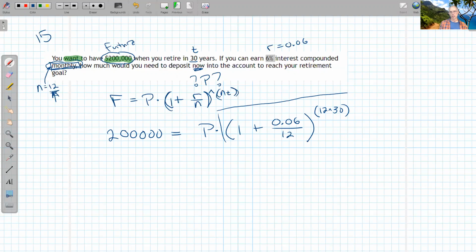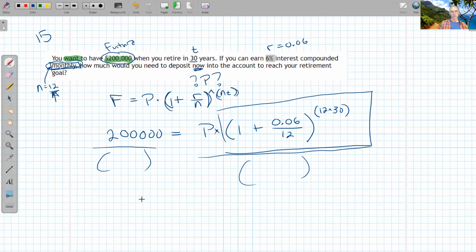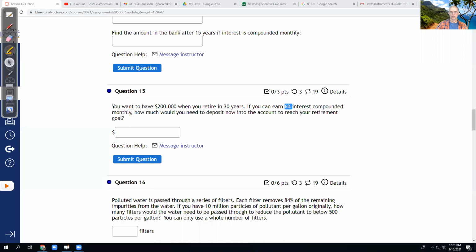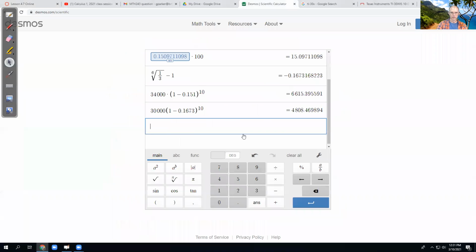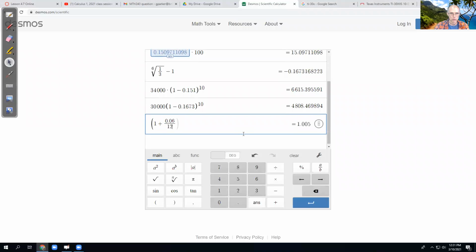Now, this right here is just a number when I plug it into my calculator. To solve for P, we're going to have to divide by that number on both sides. So at this point, I'm just going to go to my calculator to figure out what that number is so I can divide it. So we got to use our parentheses carefully. 1 plus 0.06, 6/100ths over 12. Close the parentheses after that division, and then raise it to the power, parentheses, 12 times 30.